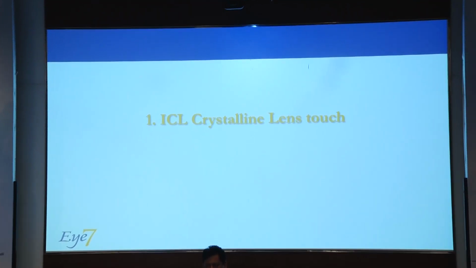So there are two main reasons for cataract formation after ICL surgery, which we have learned from our experience of the last 15 years. First is ICL crystalline lens touch, and the other is excessive irrigation or irrigation fluid jet hitting the anterior capsule. So first we'll discuss the one which most of us are aware of and afraid of, that is ICL and crystalline lens touch.